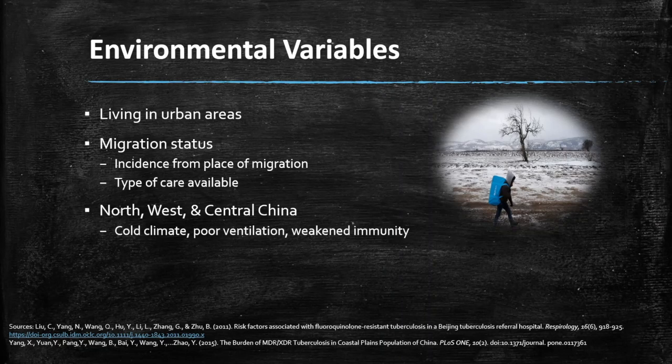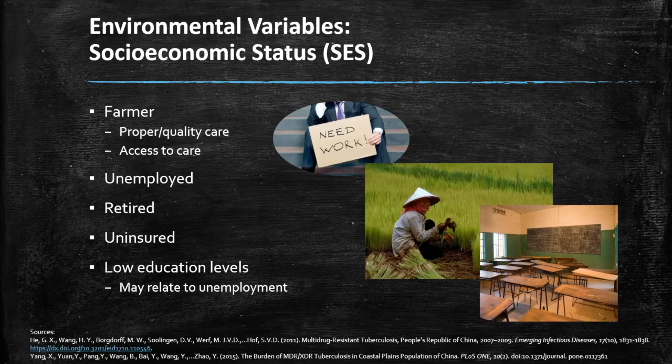So for the north, the west, and central China, some of the reasons that those might have higher prevalence rates are because of the cold climate, and oftentimes in cold climate, people are indoors, they may have poor ventilation, and a weakened immune system. Another environmental variable that played a role in the prevalence of drug-resistant TB was socioeconomic status, or SES. Some of the SES factors had to do with occupation, such as being a farmer, unemployed, or retired, and other SES factors included being uninsured and having low education levels.